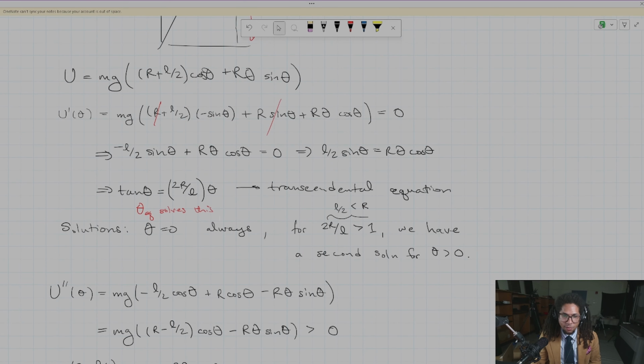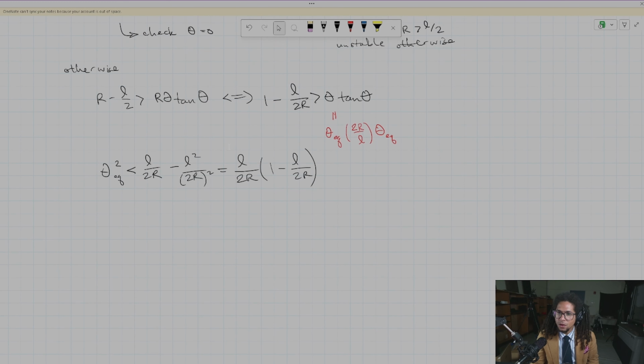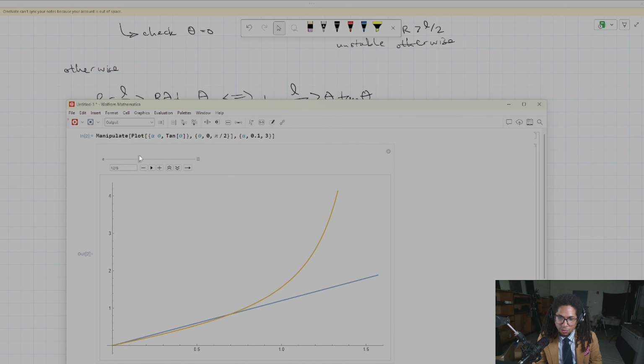Now, let's think a little bit about the size of these things. Remember that 2r over L is greater than 1. This has an implication, which is that L over 2r is less than 1. So this thing is less than 1, and this whole quantity is also less than 1. So that is the condition for when this can happen. At least these two things are positive, so it's possible that theta equilibrium is that small. Since, as we could see when we looked in Mathematica, I can make theta equilibrium very small indeed.